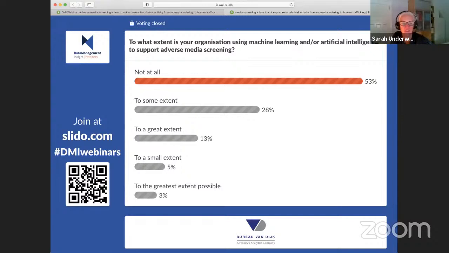Not at all, 53%. To what extent is your organization using machine learning or AI for adverse media screening? 53% not at all, 28% to some extent, 13% to a great extent, 5% to a small extent, and 3% to the greatest extent possible.